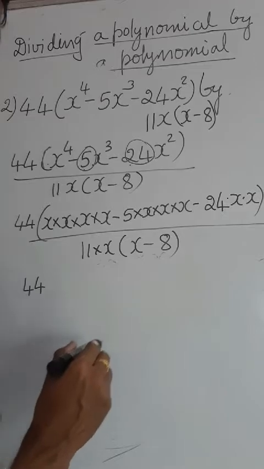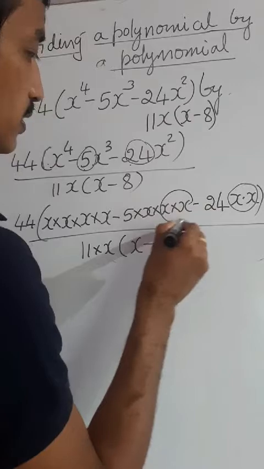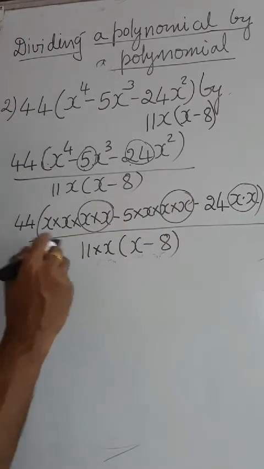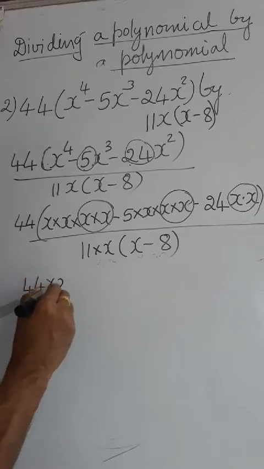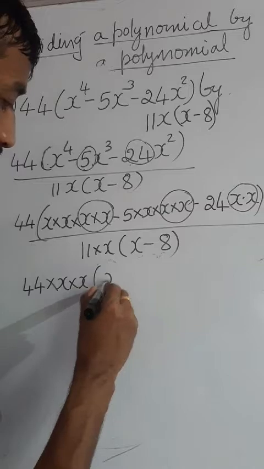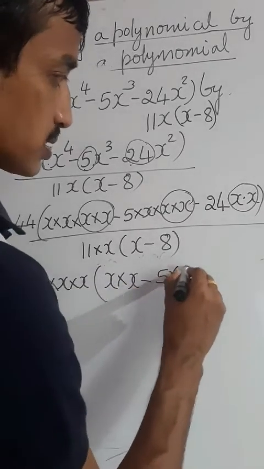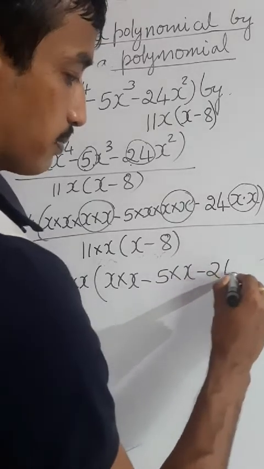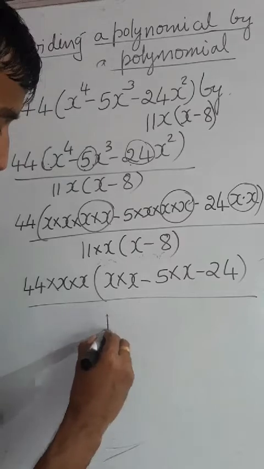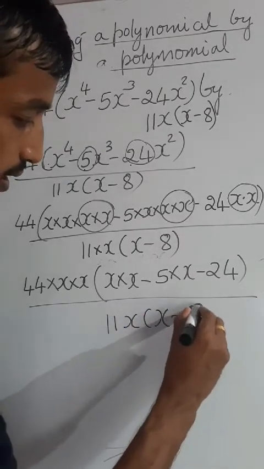44. Now look at this. Here 2 x's are there, that I can take outside. So x into x I have written outside, and the remaining I will write x into x. Here 5 into x, there is only the number, that is 24, divided by here 11x into x minus 8.